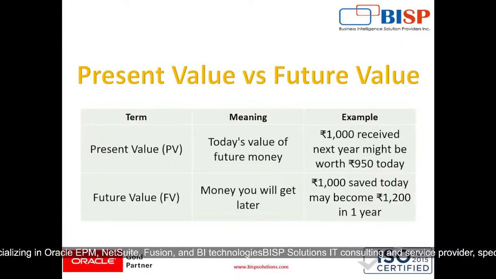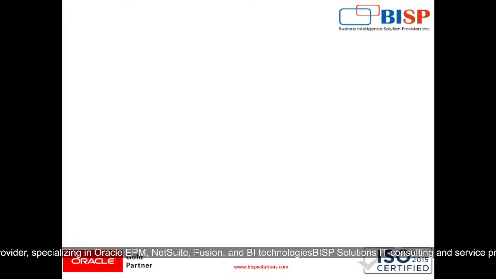Then comes present value versus future value. The term present value means today's value of future money. For example, 1,000 rupees received next year might be worth 950 rupees today, right? Future value is money you will get later. An example is 1,000 rupees saved today may become 1,200 rupees in one year. This is what the future value of our cash means.